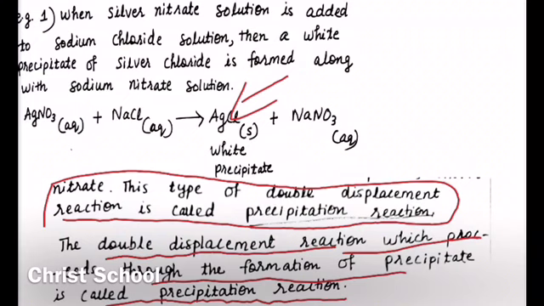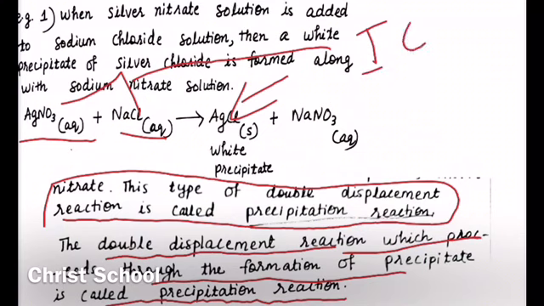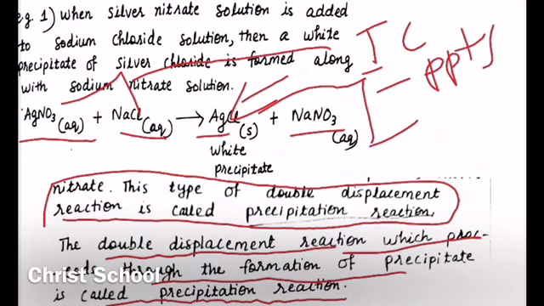So we can conclude that in every precipitation reaction, the first condition is that it should be a double displacement reaction, and in that case there will be two reactants, and both the reactants should be ionic compounds, which are made up of cations and anions. They will exchange their cations and anions: first cation with second anion, then second cation with first anion, and form two products. Out of these two products, one will be a precipitate, that is solid, and the second product should be in the form of aqueous solution. Then we can call it a precipitation reaction.